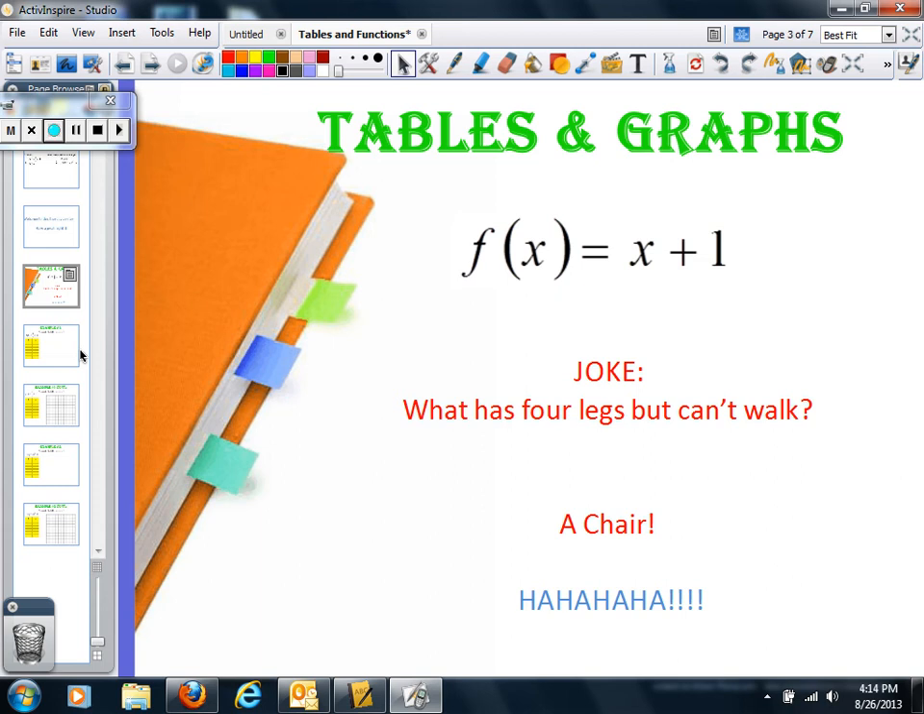So today we're going to be actually taking some tables, and I'm actually going to be giving you equations, and then you're going to have to fill in the table just given the equation. That's it. You're not going to be given anything else, just the equation for the function, and you're going to have to fill in the table, and then you're going to have to graph the function as well.